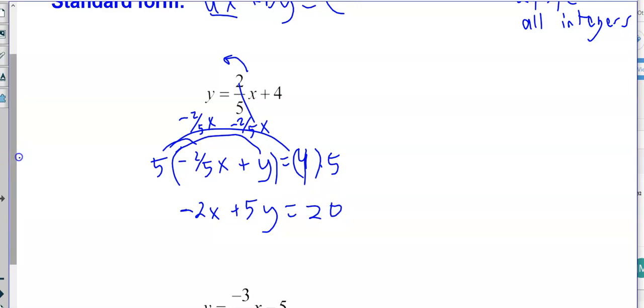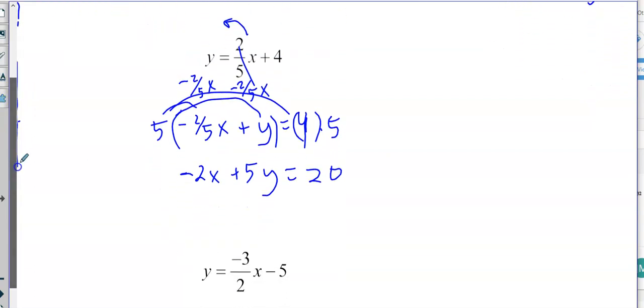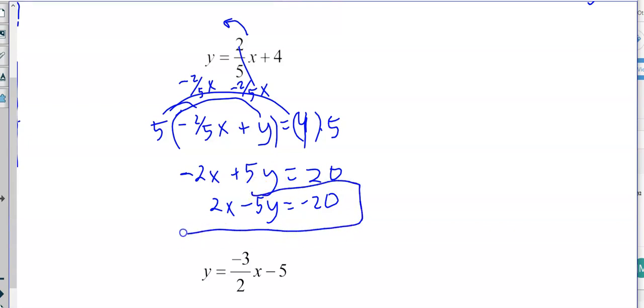We're almost there. The only thing we're not quite there on is that a must be positive. So a is not positive, so I'm going to divide everything by -1. You get positive 2x - 5y = -20. I changed the sign of everything just by dividing by -1. And that is considered standard form. So your a is 2, your b is -5, and your c is -20.